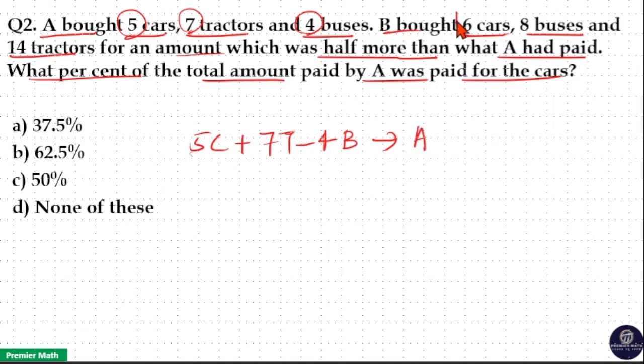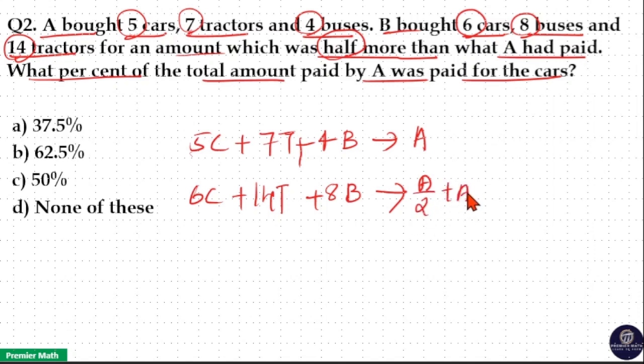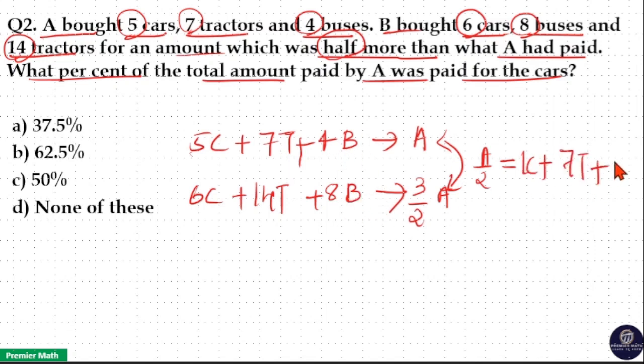Now B bought 6 cars, 8 buses and 14 tractors. Now B paid half more than the amount A had paid. A paid A amount and B paid A by 2 amount more than A, which means 3 by 2 A. Now the difference between these two is equal to 3 by 2 A minus A, which is A by 2. This is equal to 6C minus 5C, which is 1C, plus 14T minus 7T, which is 7T, and 8B minus 4B, which is 4B.